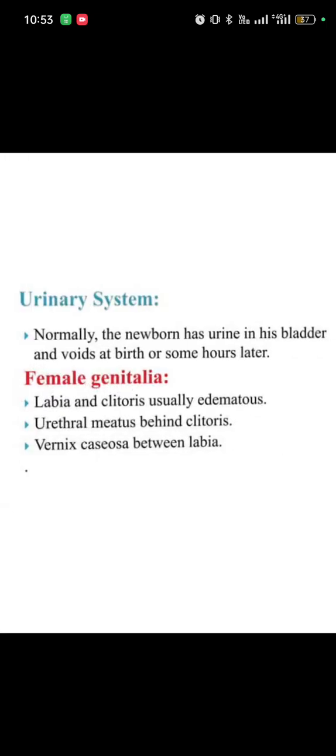Urinary system. Normally the newborn voids urine from the bladder after birth or some hours later. And for female genitalia and male genitalia, we discussed that in the last class. You have to check in detail.